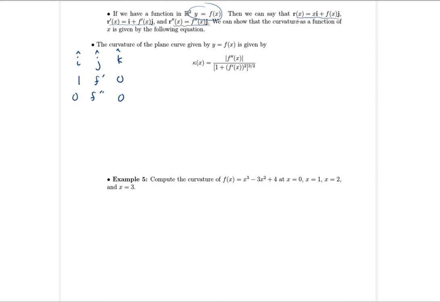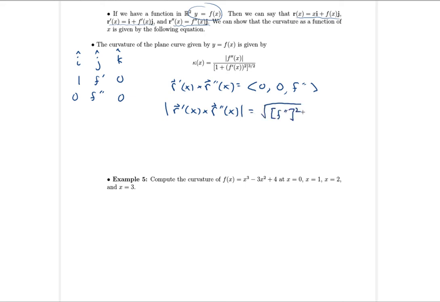Okay, and so when I take that cross product, I end up with (0, 0, f double prime). And so then the magnitude of that is just going to be the absolute value of f double prime, because it'll be the square root of f double prime squared, which is the magnitude of f double prime.